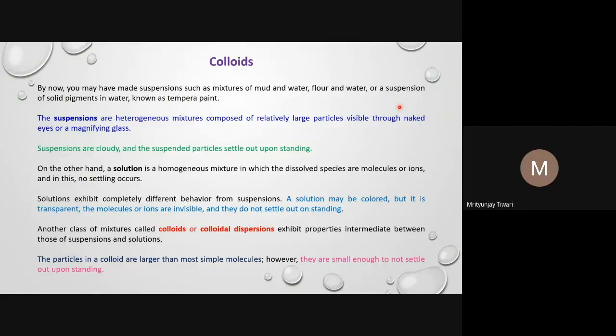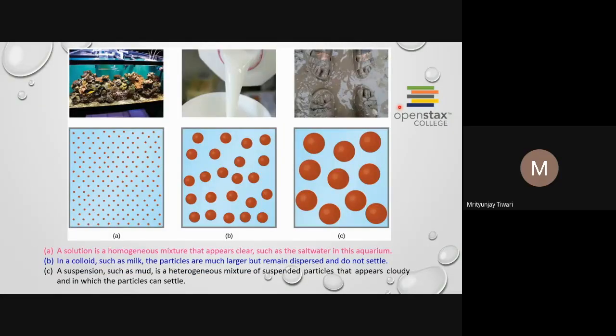Suspension also has large pieces of particles, like crystals or something, but they are much larger, and so they will easily get settled out. The example you can see in this figure here.